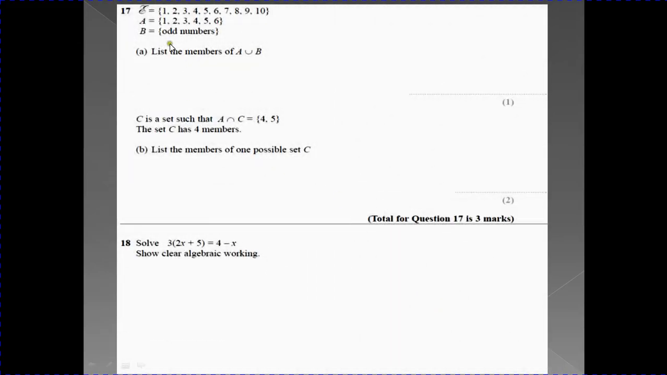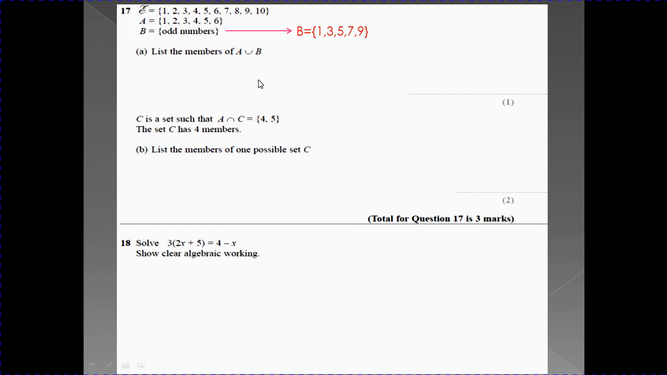Here the question is about sets. Here is universal set 1, 2, 3, 4, 5, 6, 7, 8, 9, and 10. And set A equals the set of 1, 2, 3, 4, 5, and 6. And B is the set of odd numbers from the universal set. Then first you must list the elements of B. Then take the odd numbers. Here is 1, 3, 5, 7, 9.